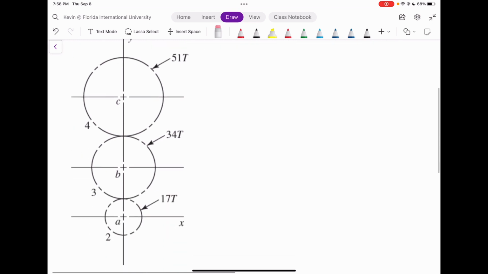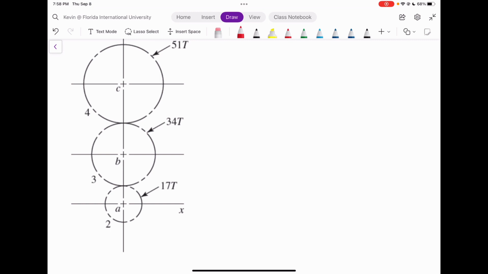So the first thing we can do is label that the direction is going to be counterclockwise for A. And that means that B is going to rotate clockwise and C is going to rotate counterclockwise. Based on that, we can do a free body diagram of gear 2 to start with, because gear 2 is where we have our input power.